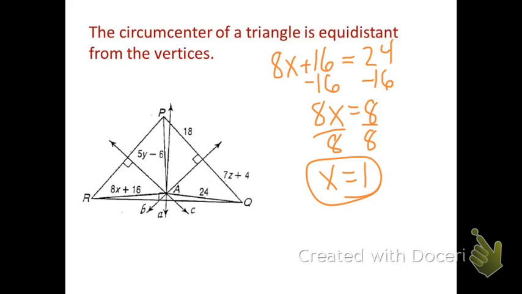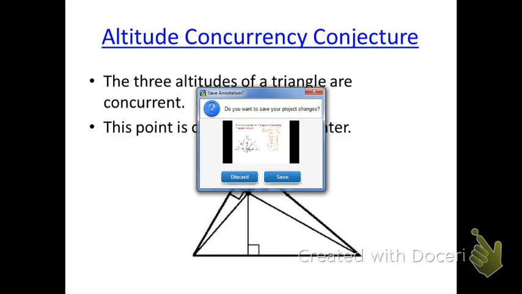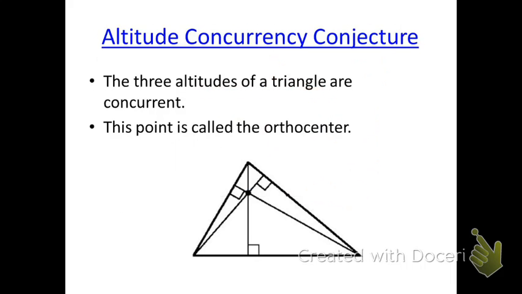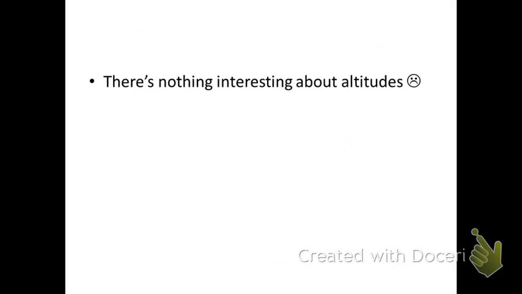So, just to recap so far, the incenter is where the angle bisectors meet. That's equidistant from the sides. The circumcenter is where the perpendicular bisectors meet, and that's equidistant from the vertices, or the angles of the triangle. The third point of concurrency is called the orthocenter, and that is the point of concurrency of the altitudes. Now, unfortunately, or maybe fortunately for you, if you don't like geometry, there's nothing interesting about the altitudes. It's not equidistant from anything, usually.